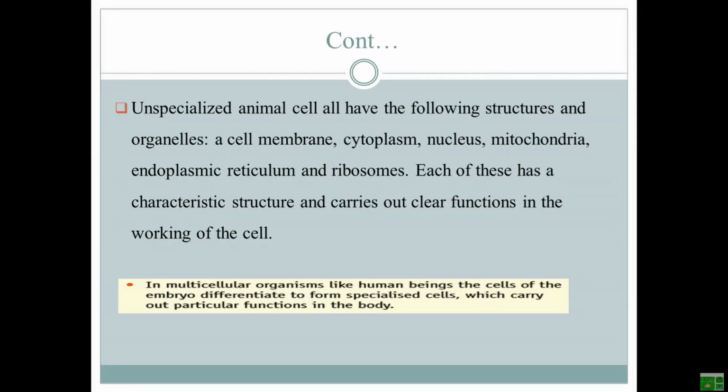Students, unspecialized animal cells all have the following structures and organelles: cell membrane, cytoplasm, nucleus, mitochondria, endoplasmic reticulum, and ribosomes. Each of these has a characteristic structure and carries out clear functions in the working of the cell. Remember, in multicellular organisms like human beings, the cells of the embryo differentiate to form specialized cells, which carry out particular functions of the body.